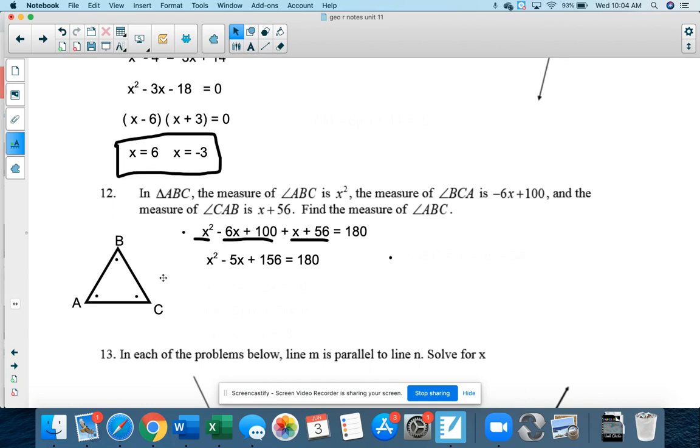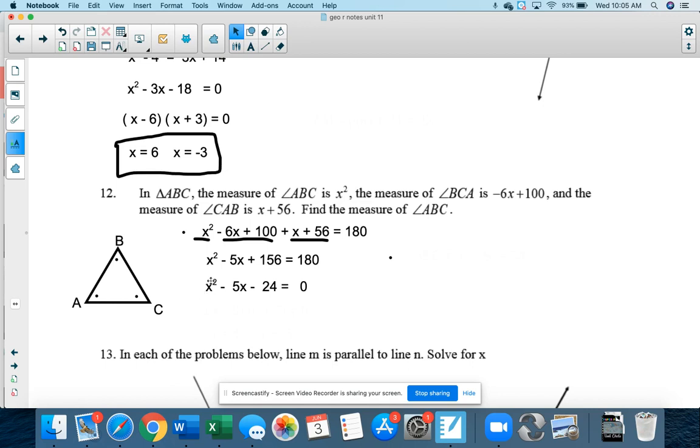I still have to get this with everything on one side. So I have to take this 180 and I have to subtract it. So I'm going to have x squared minus 5x minus 24. 156 minus 180 is negative 24 equals 0. Once I have everything on one side, now I have to factor.